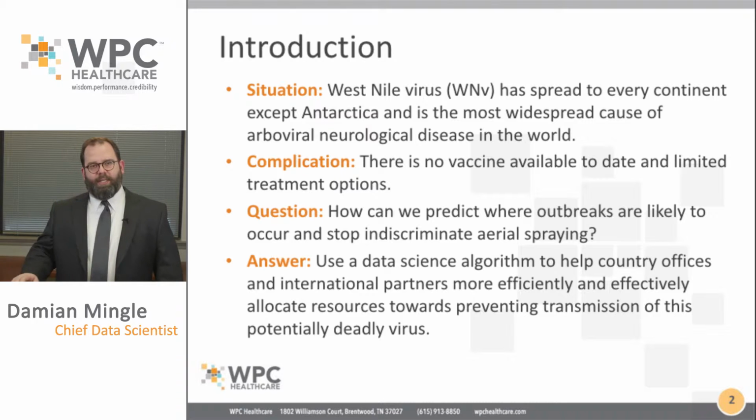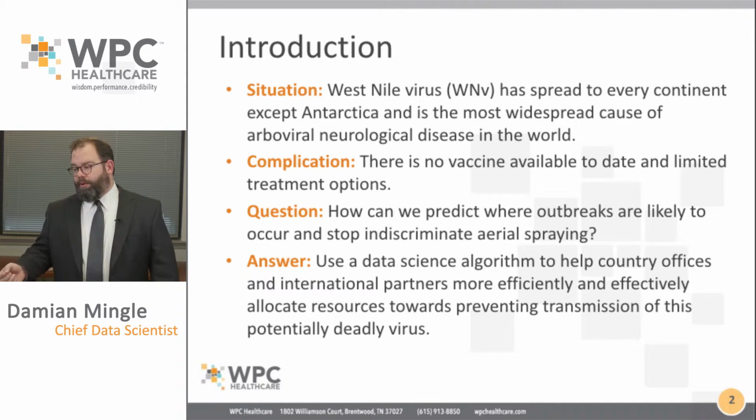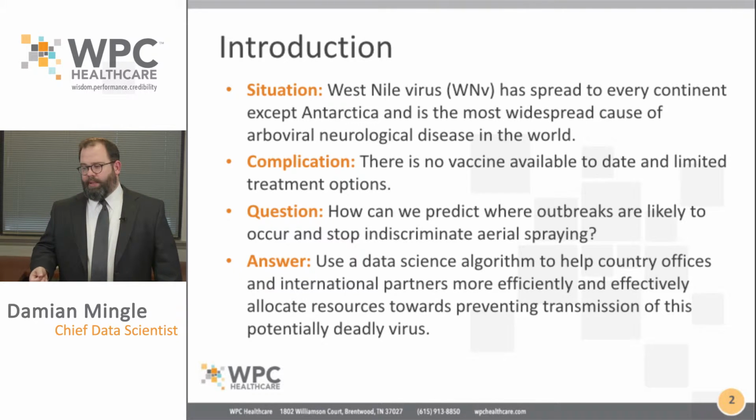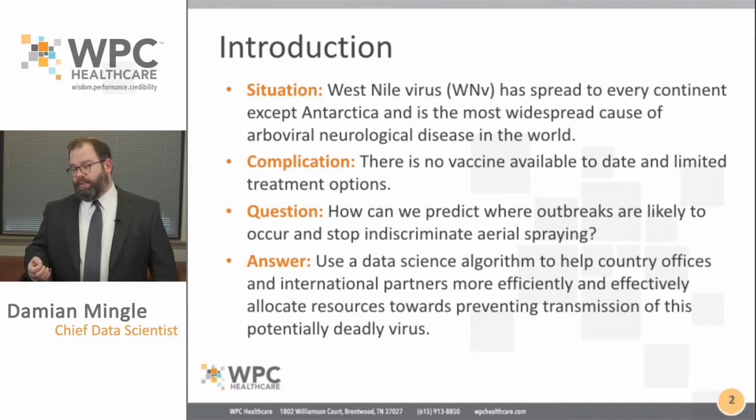So the situation is that West Nile virus has spread to every continent except Antarctica, and it's the most widespread cause of arboviral neurological disease in the world. The complication is that there really is no vaccine available to date, and there are limited treatment options.